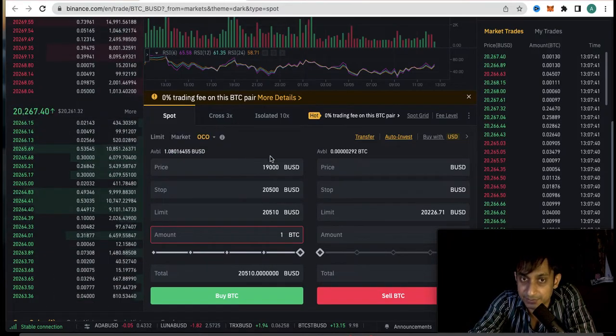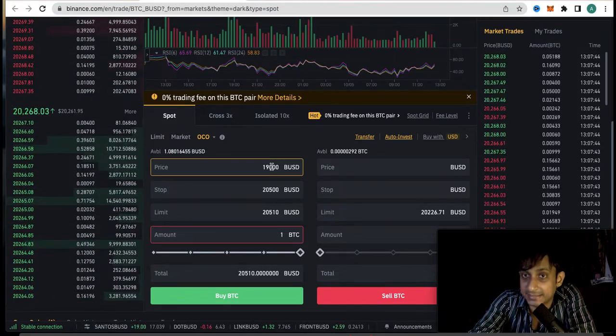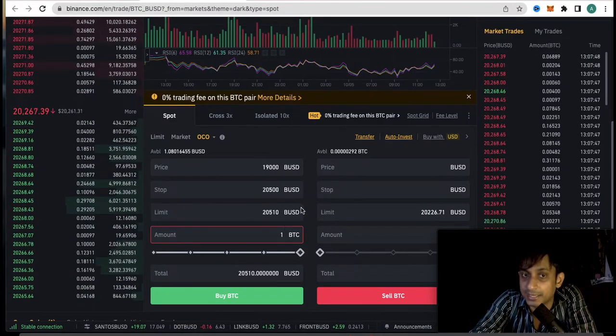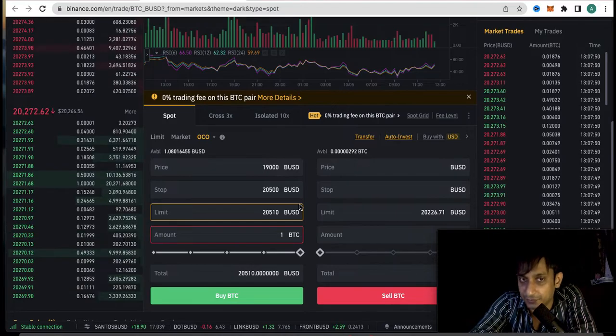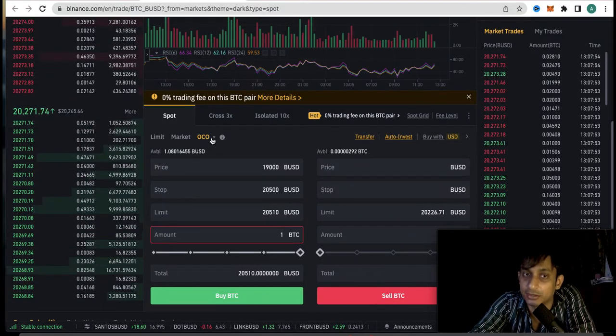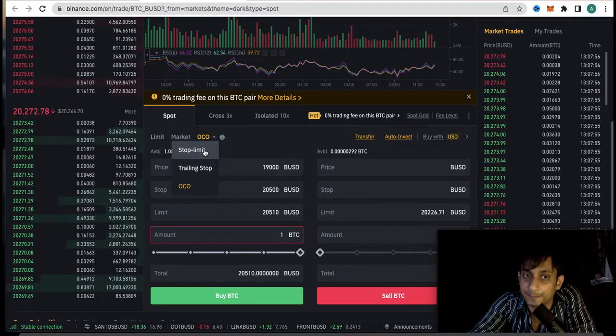If the price reaches below, I'm buying cheaper. But let's say the price has crossed a certain resistance level, then I need to buy at this price only, and I can sleep peacefully. That is how the stop limit and OCO work. Now similarly, it works for the sell order. Let us now look at the sell order.